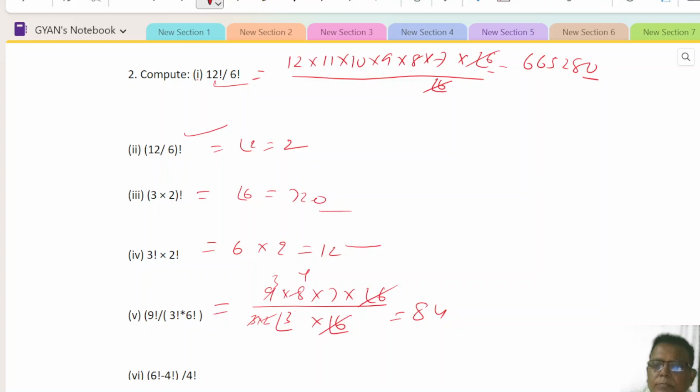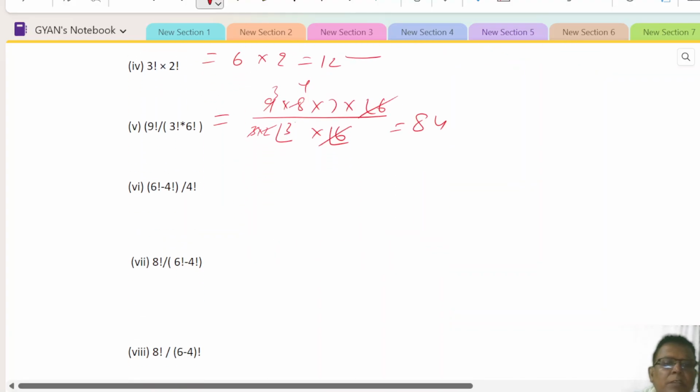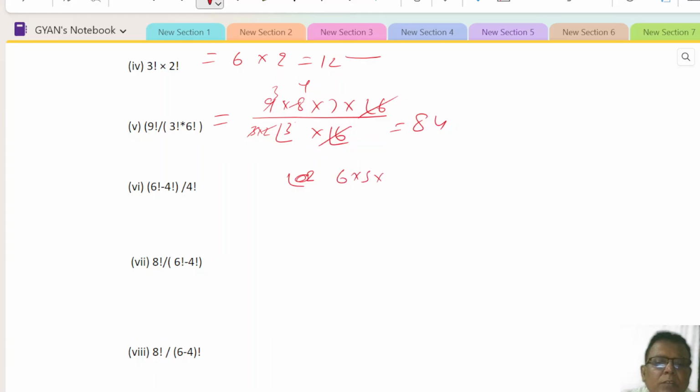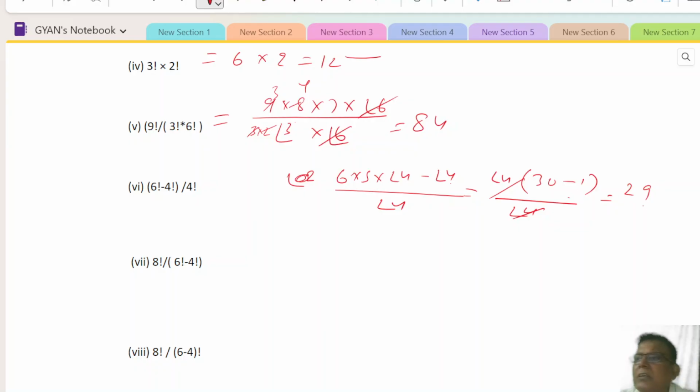So factorial 6 minus 4. That means factorial 6 divided by factorial 2. So factorial 6 is 6 into 5 into factorial 4 minus factorial 4 divided by factorial 4. Take factorial 4 common: 30 minus 1 divided by factorial 4. So it will get cancelled. That is 29.